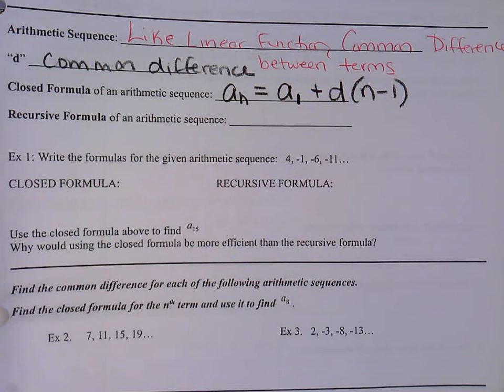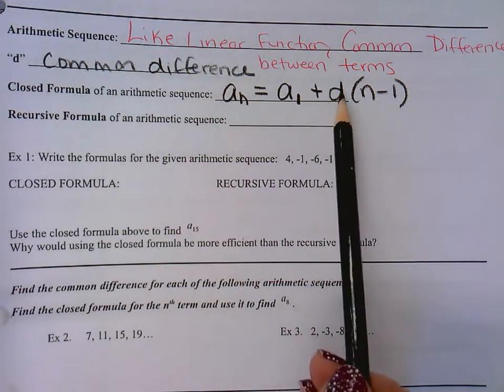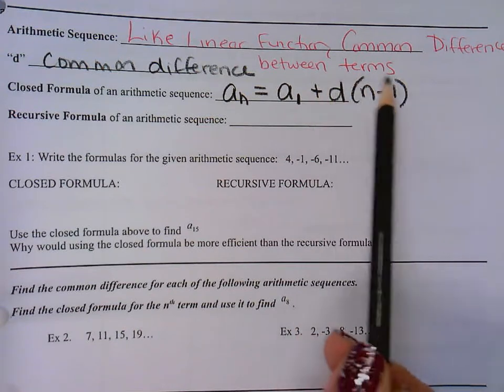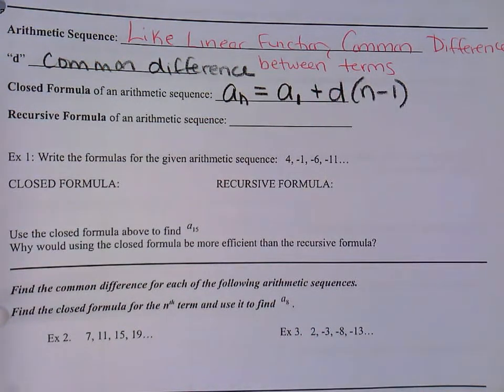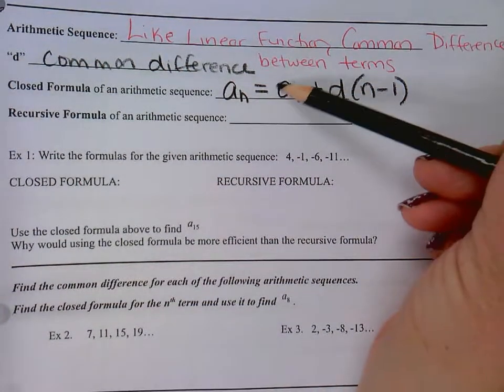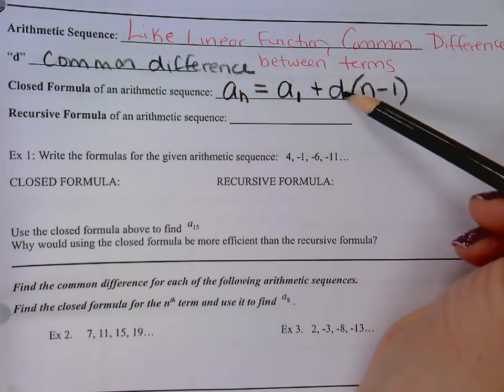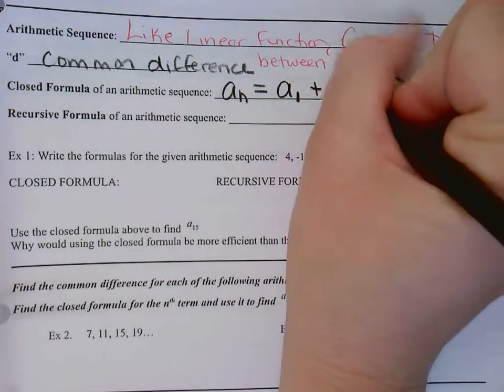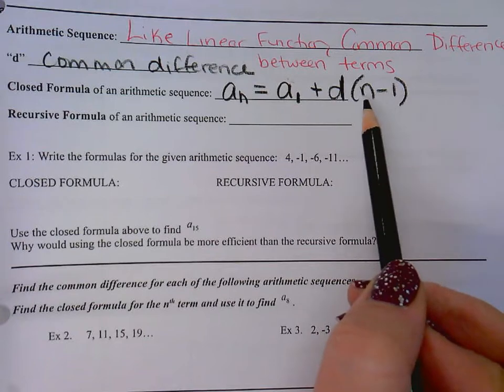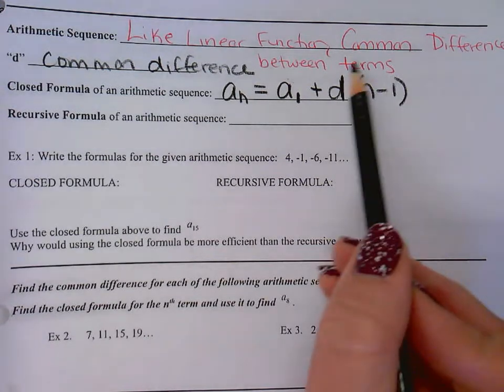So a sub 1 represents what you started with, and then the common difference is how many times you need to add 3, or how many times you need to add 7. So a sub 1 represents your starting term, plus the common difference. This is a D. And then this is not a subscript. This is n minus 1 as a multiplier.